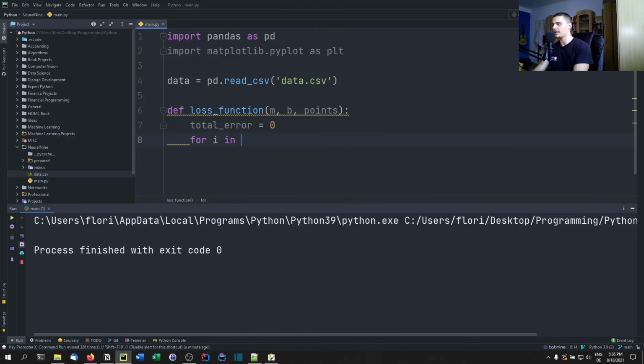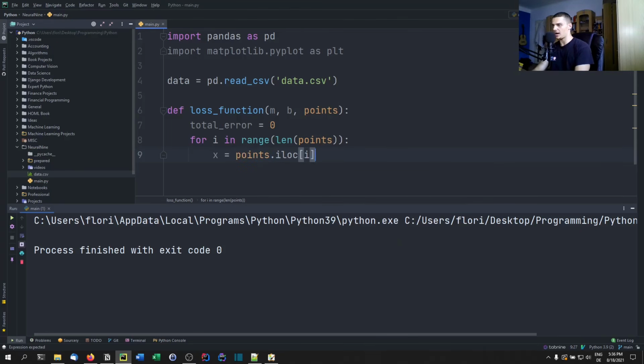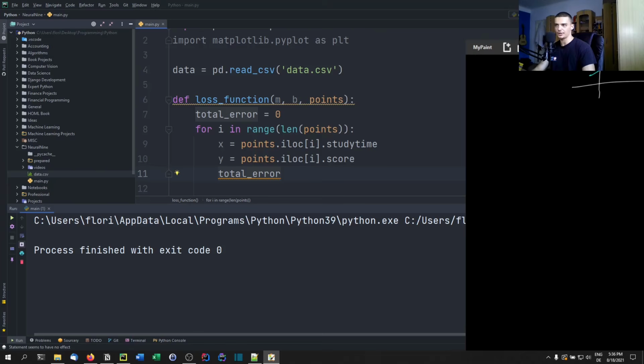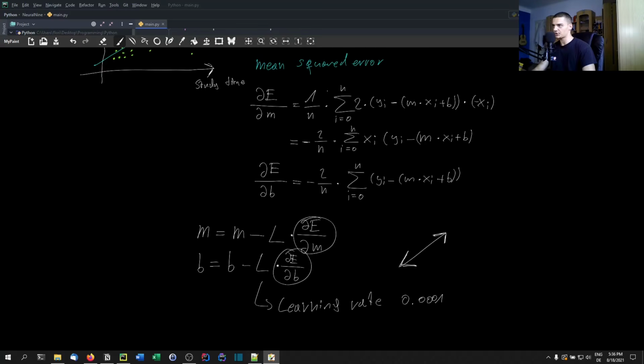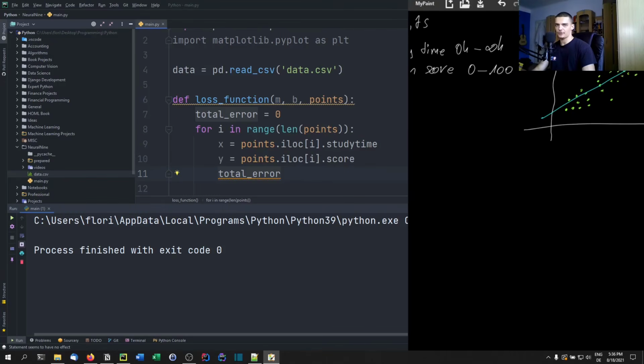So we say for i in range length of points. We're going to say the x value is points.iloc at the location i, we want to have the study time as the x value, and then at the location i, we want to have the score as the y value, and the error is basically just what we had already. So if we look at my paint here, what was the error function? There you go, here. This is the error function. We're just going to write it in a Pythonic way now.